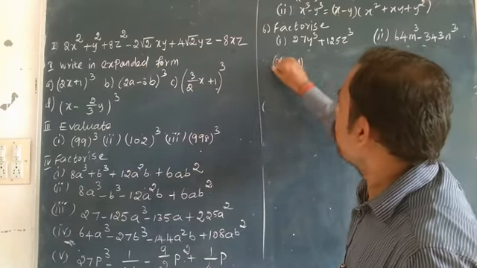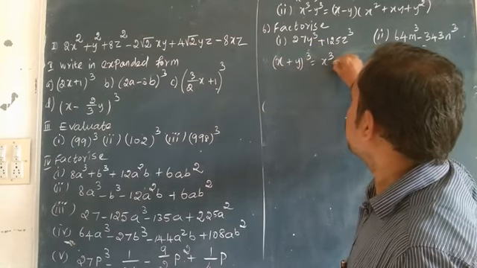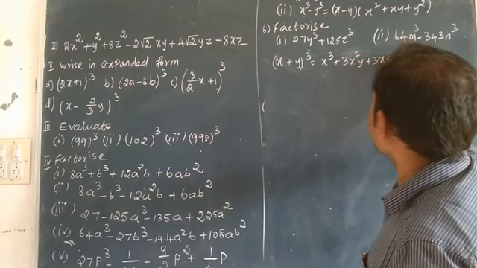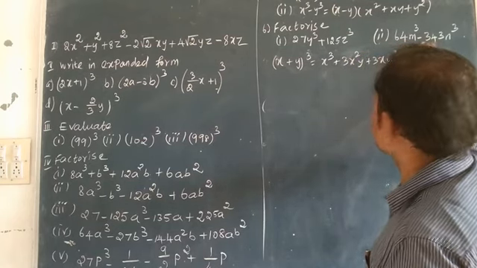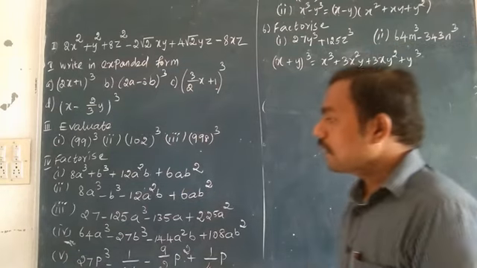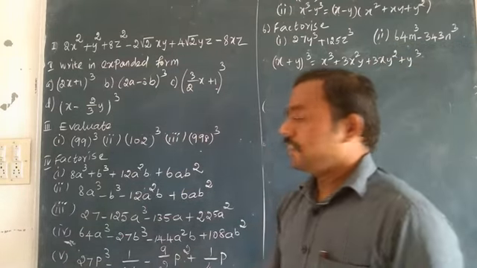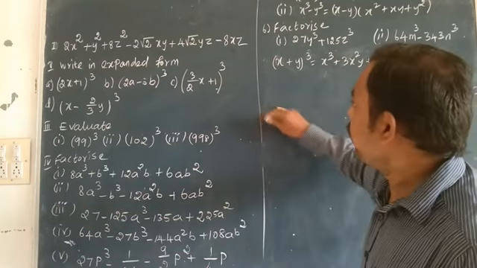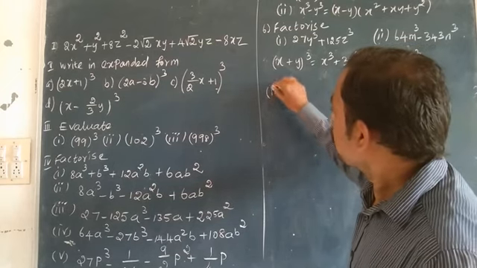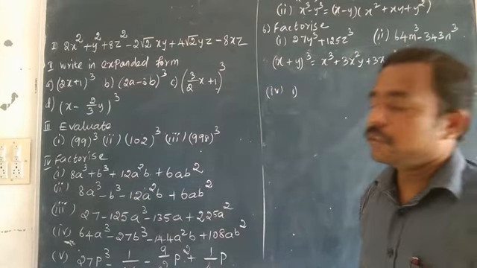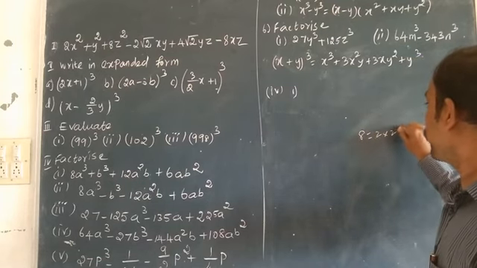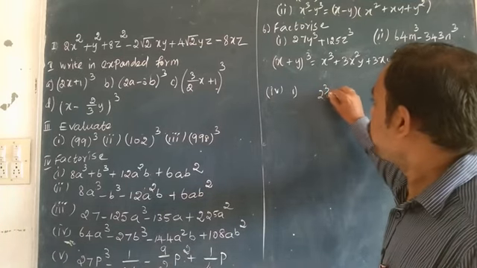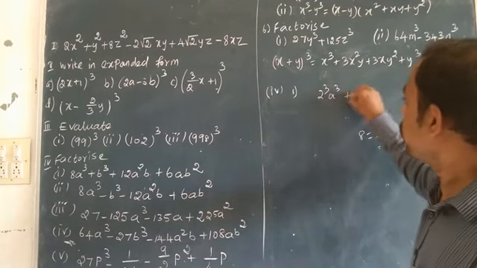So (x plus y) the whole power 3 equals x power 3 plus 3x squared y plus 3x y squared plus y power 3. For the first problem, a power 3, b power 3 given. Now 8 we need to write as a cube. So 8 we can write 2 into 2 into 2, so 2 power 3. In the first problem we can write 2 power 3 a power 3 plus b power 3.